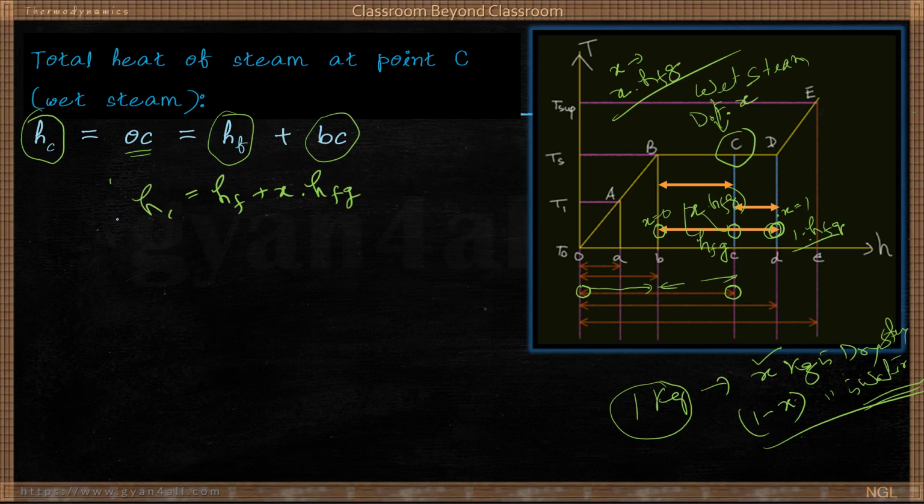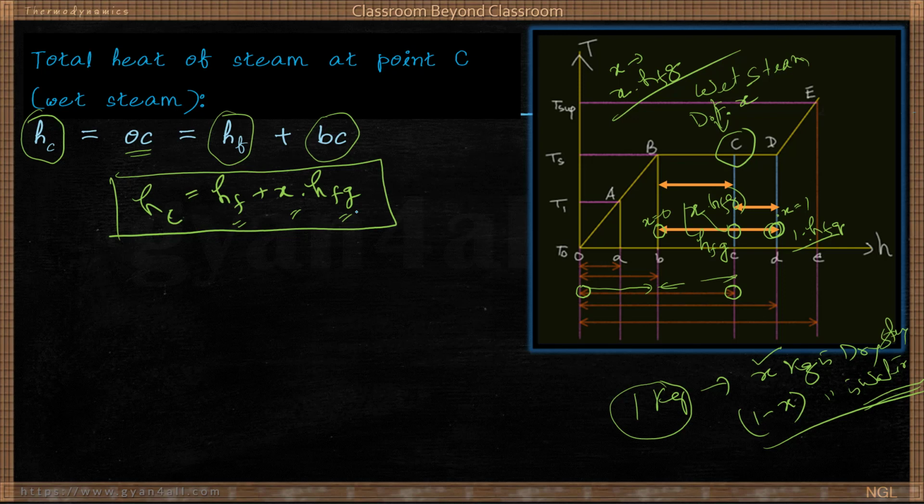H at point C. Because of the dryness fraction X, total heat at point C is HF plus X fraction into total latent heat. Okay?